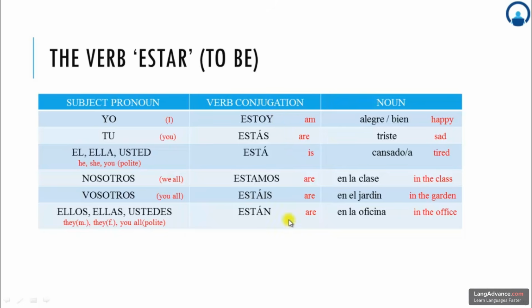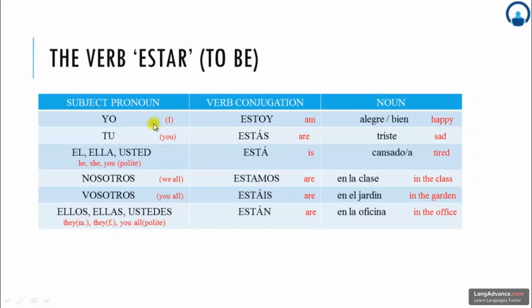The rules will be the same as we have seen in the verb ser, that estoy will only go with yo. Estoy cannot go with tú or any other subject pronoun. Same goes with the other verb conjugations. Estás is for tú. It cannot go with any other subject pronoun except tú. So let's try and get some sentences.